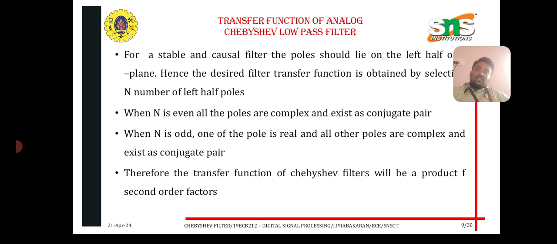For a stable and causal filter, the poles would lie in the left half of the s-plane. Hence, the desired filter transfer function is obtained by selecting n left half poles. When n is even, all the poles are complex and exist as conjugate pairs. When n is odd, where n is the order of the filter, one of the poles is real and the others are complex and exist as conjugate pairs. Therefore, the transfer function of a Chebyshev filter will be a product of second order filters.